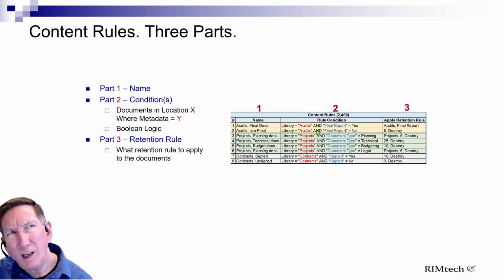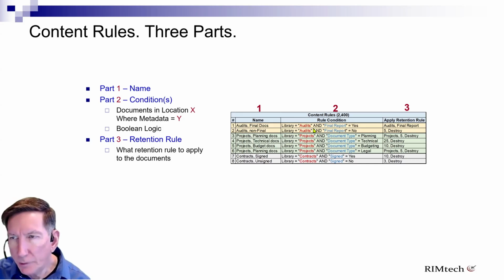So how do we identify the final report from the other 999? Answer: create a metadata field column called final report. It's a yes or no field, defaulted to no. When that one document is ready, someone will set final report to yes, and that will get that retention rule of 25 years. But all the other 999 will get the shorter retention rule.